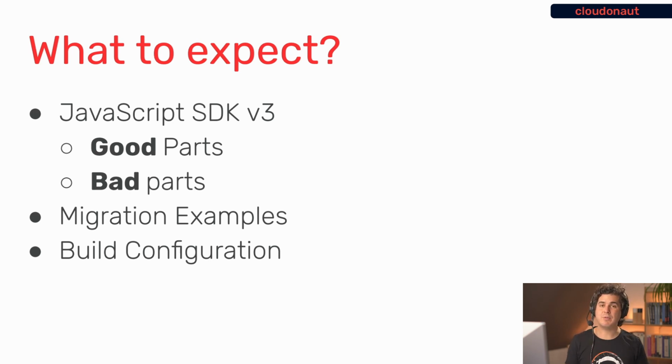First, I give you a short introduction into the JavaScript SDK for version 3. We talk about the good parts, but also about the bad parts. We will look into a couple of migration examples, so we'll look into real code. So how have I converted that code previously using version 2, now using version 3? So how could I benefit from all the new features in that code base?